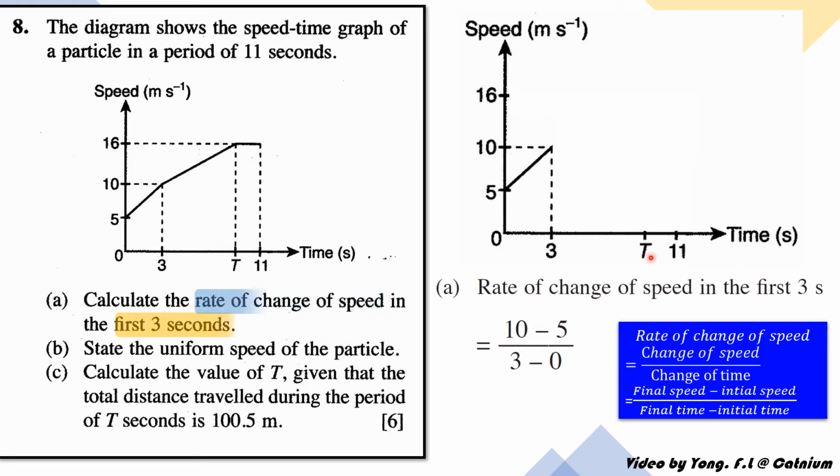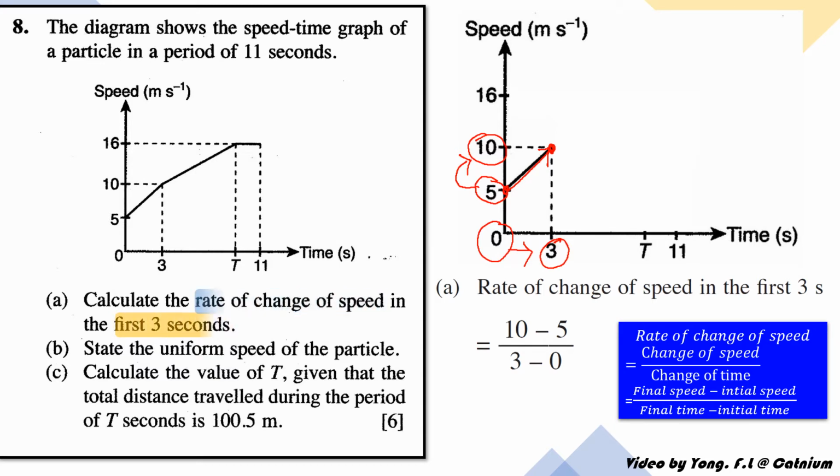Okay, we have a look. Let me sketch for you. Okay, so the time is from 0 to 3, first 3 seconds. So the graph is this one. So until here only. Okay, from the beginning. So dari mula, so laju awal ialah 5 sampai 10. Okay, so ini perubahan laju.